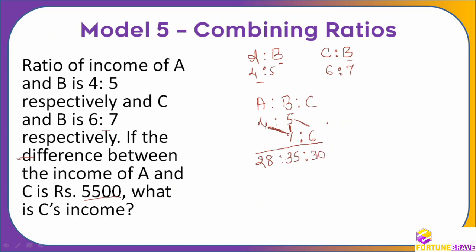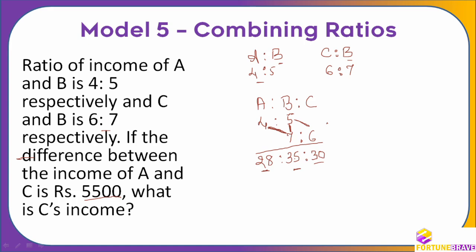Okay, is that clear? What I did, I multiplied 4 into 7 to get A. I multiplied 5 into 7 to get B, and 5 into 6 to get 30. Okay, so these are the A is to B is to C. Now we can solve any question they ask.